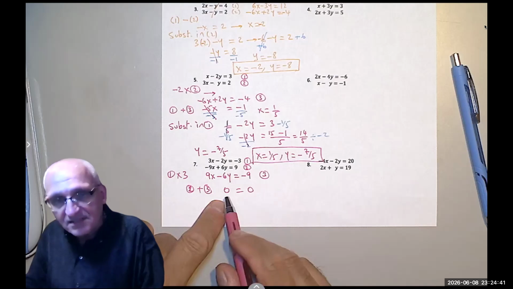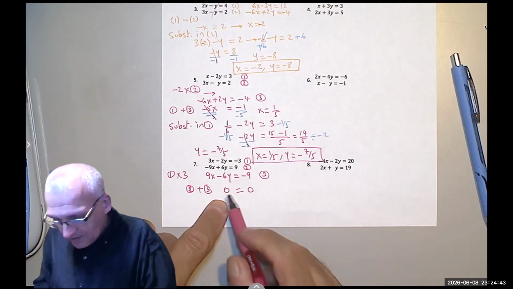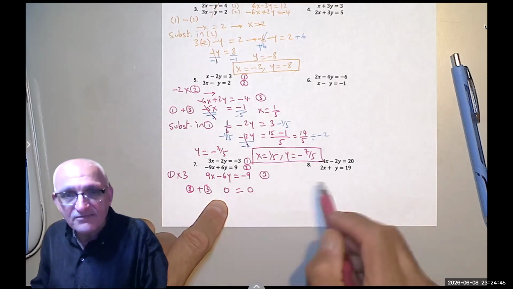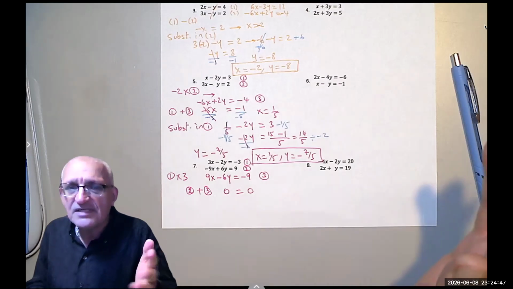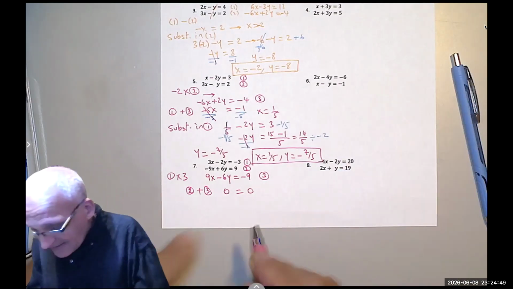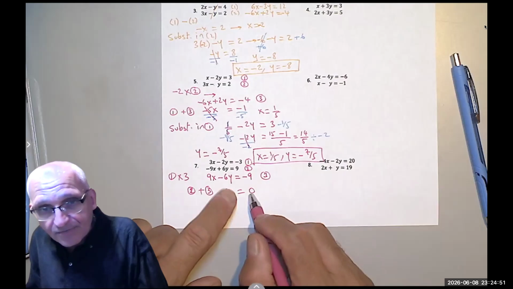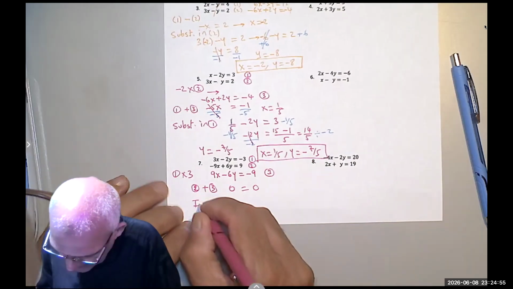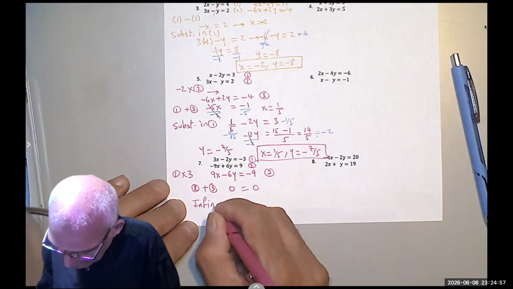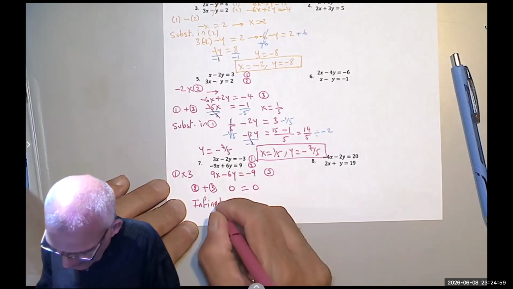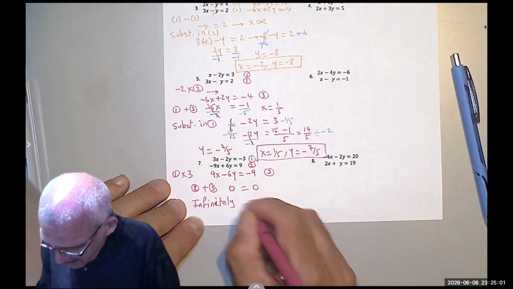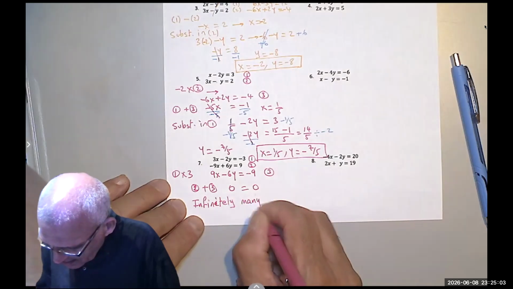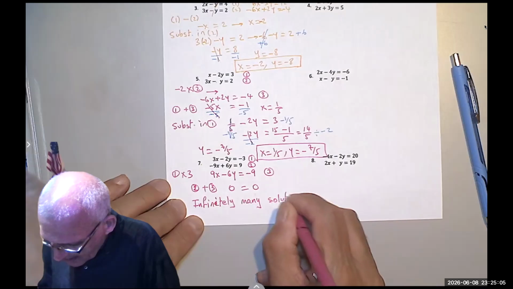If we had gotten, for example, 4 equals negative 2, I say that's impossible and I don't have solutions. But if I have the same number right and left, I have to say infinitely many solutions. And you can make up some solutions.